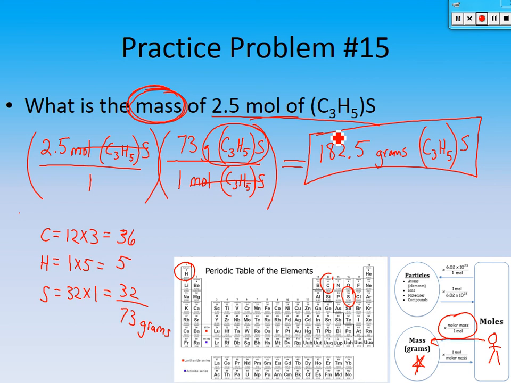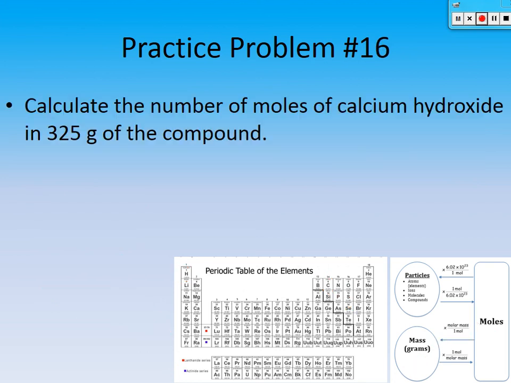Okay. And so that's how you will work a problem with a compound or a molecule in it. You just have to add up the molar mass and put it in there for the molar mass. So basically, it's the same thing. Okay, I've got one more practice problem for this video. Practice problem number 16. Let me go through it with you.